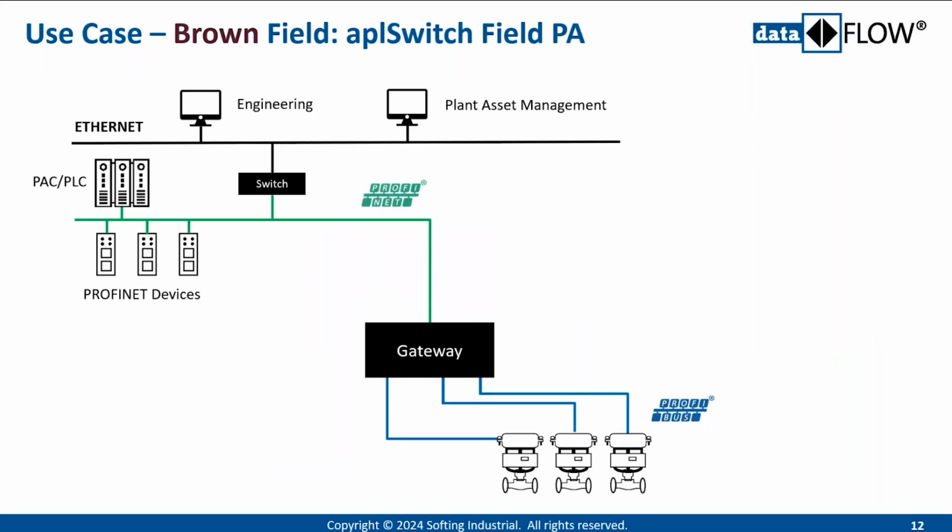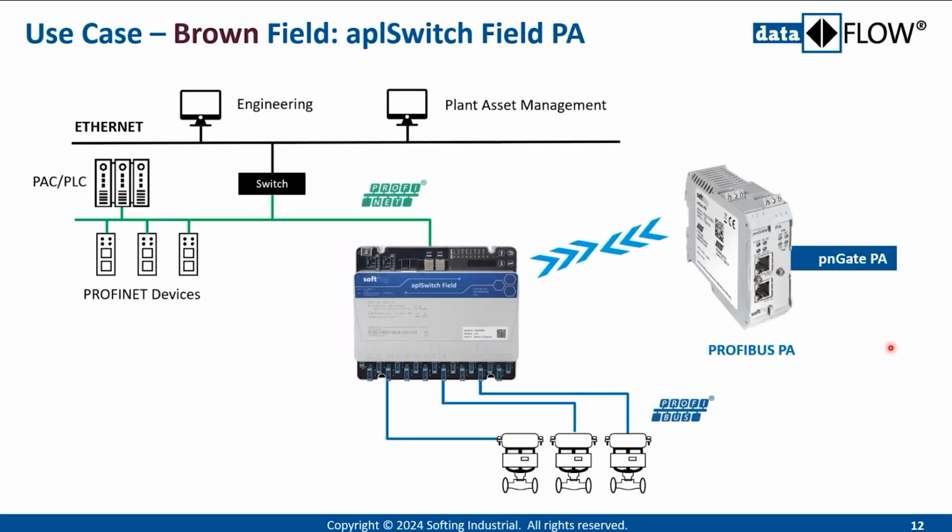So use case brownfield is a little bit what we did: we used our PNGate PA technology that we've been using for 10, 15 years already and pushed it in the APL switch field. So this gives the opportunity to use PROFIBUS PA, but in addition also Ethernet-APL devices. So from a migration perspective, that's a very good way. If you have existing PROFIBUS components, you can reuse them, and for new stuff, you can use Ethernet-APL. So it's a nice way to migrate from a PROFIBUS PA perspective to Ethernet-APL step by step.